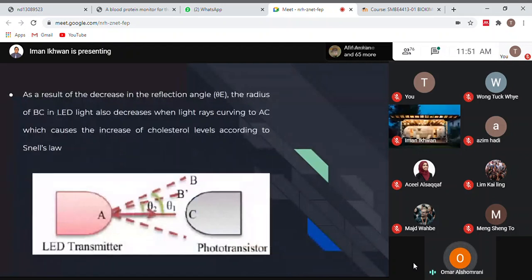As a result of the decrease in the reflection angle, the radius of point BC in the LED light also decreases when the light rays curve to AC, which causes the increase of cholesterol levels according to Snell's law. Next, Afif will be explaining the mechanism of the device.